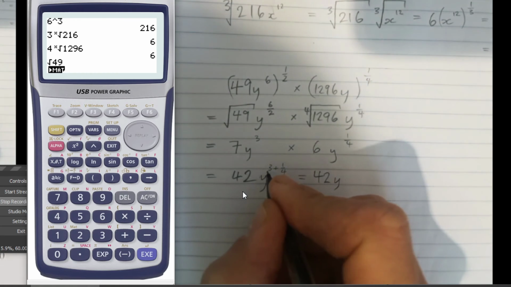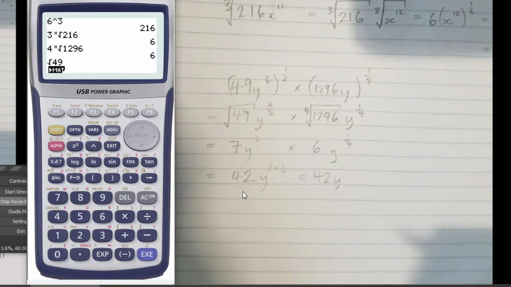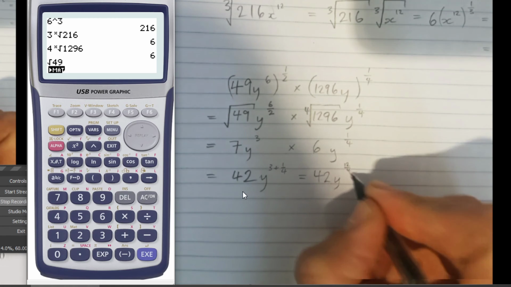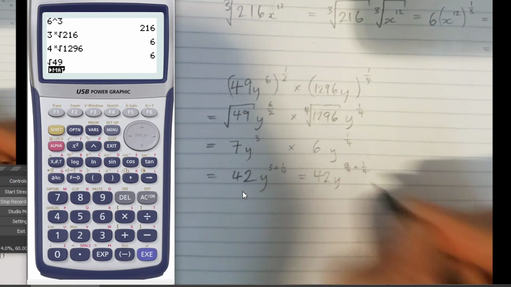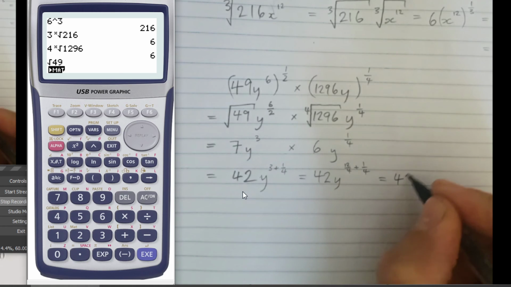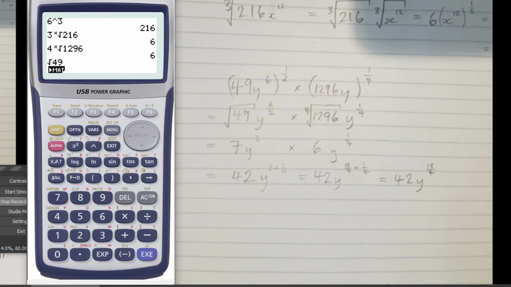3 is actually the same as 12 over 4. So I'm going to do that. So it's 12 over 4 plus 1 over 4. And so that makes them easy to deal with. So that becomes 42y to the power of 13 over 4. And I would leave that in fraction form personally. So hopefully that helps for page 15 of the Walker Maths book.